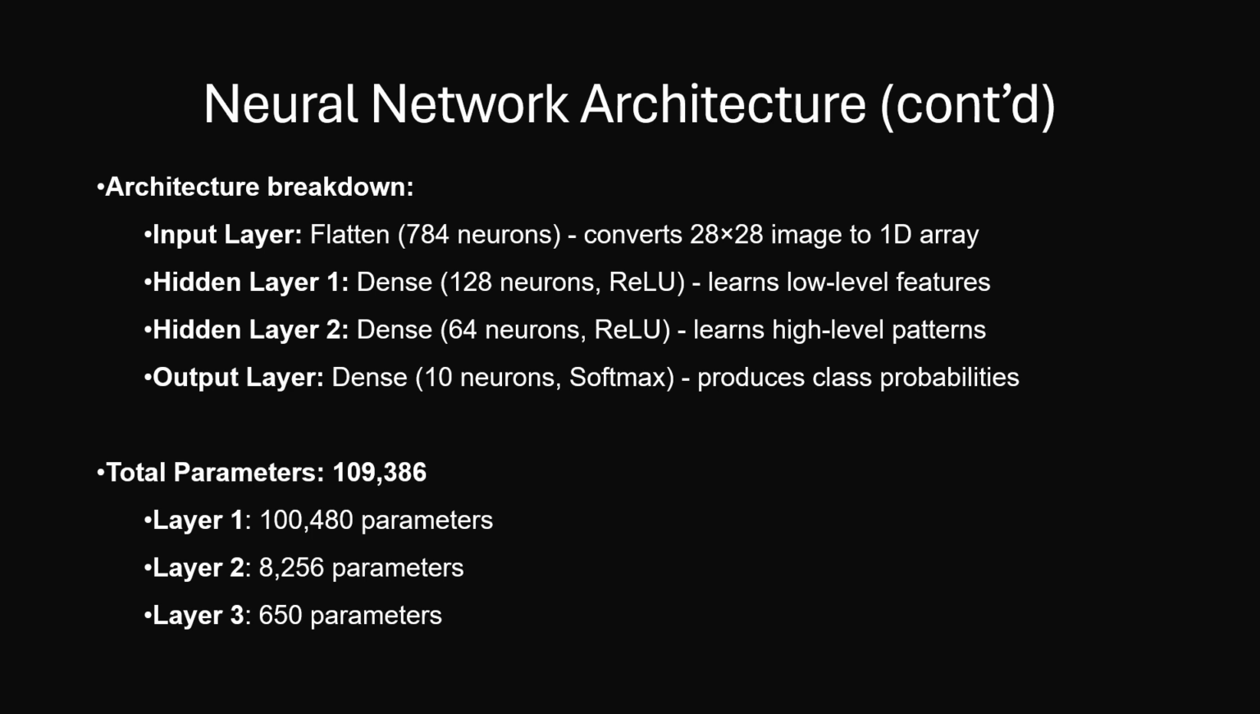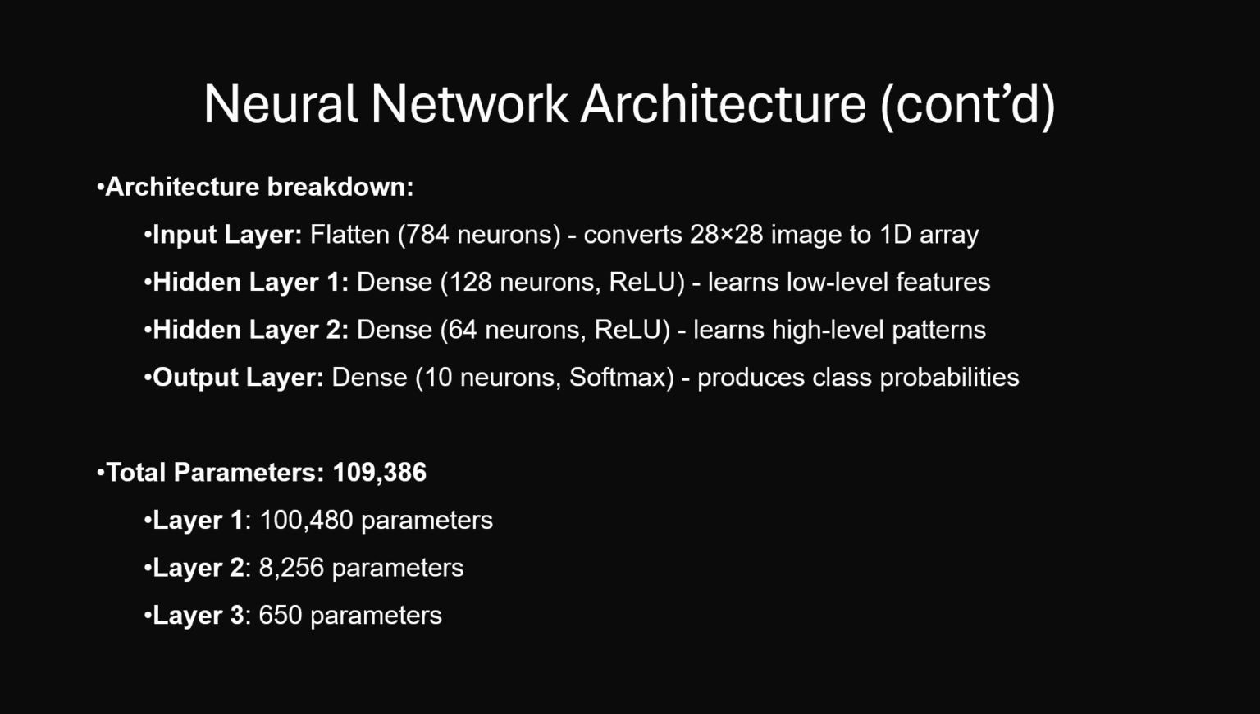For the hidden layer 1, the type is dense, 128 neurons, ReLU, and it learns low-level features. For hidden layer 2, similar deal, it's dense, 64 neurons, ReLU, but it learns high-level patterns. And then for the output layer, dense, 10 neurons, using softmax, which produces class probabilities.